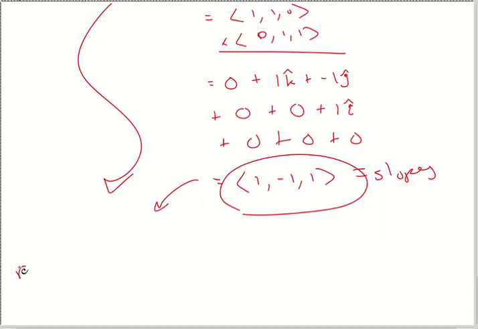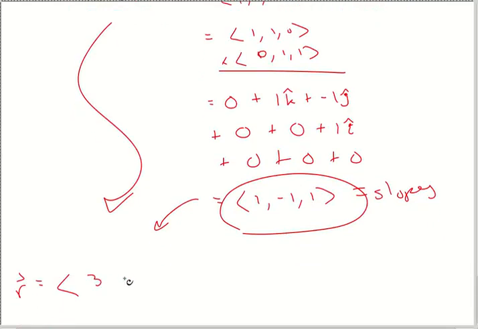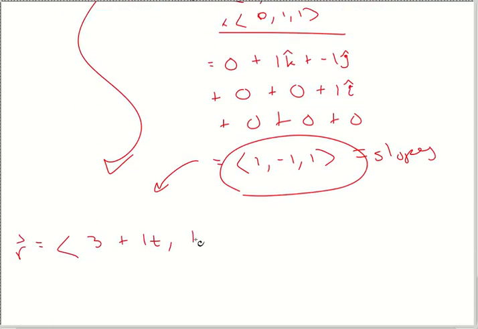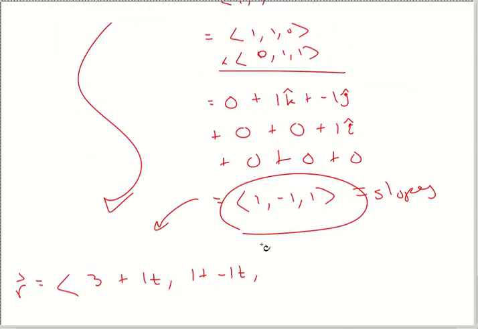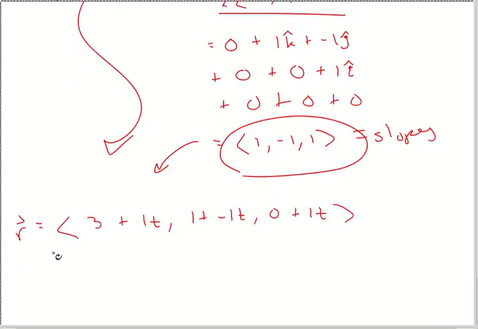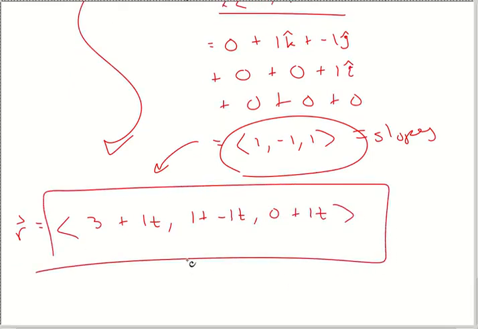So here we go. Here's my r now. My point was 3, my slope is a 1, t. My point was a 1, my slope was a negative 1, t. My point was a 0, my slope was a 1t. And there's your r. There you go.